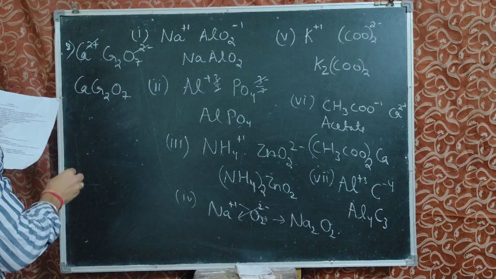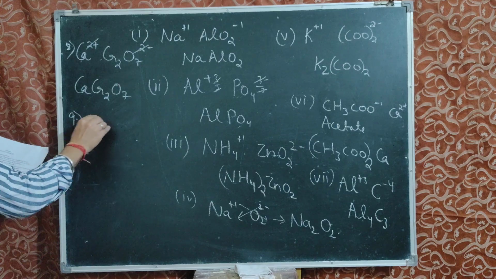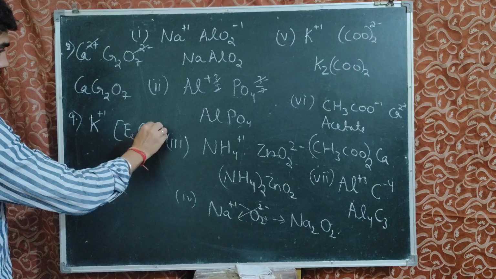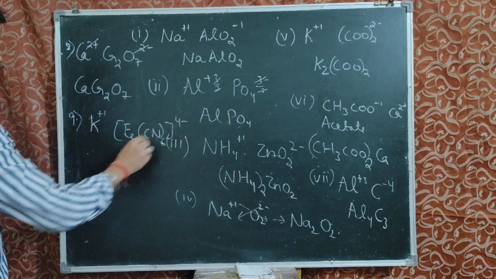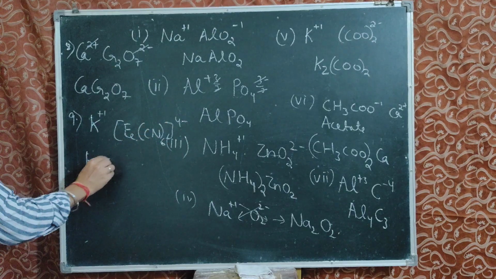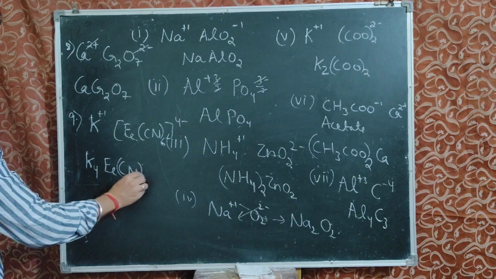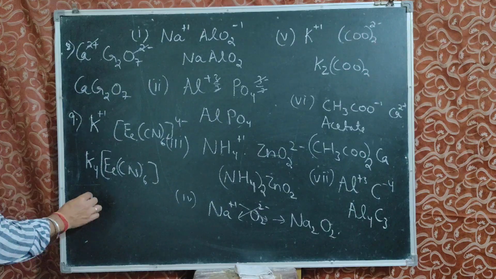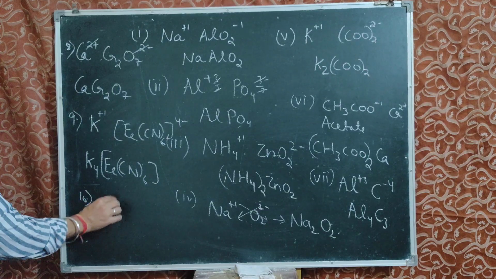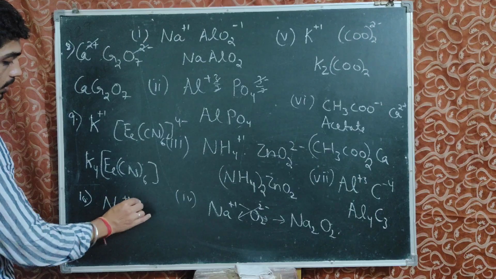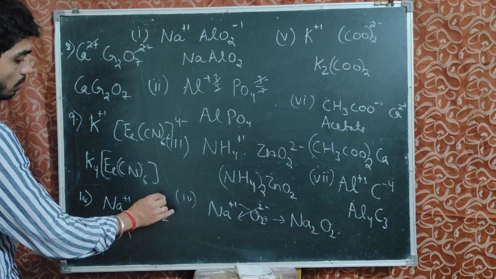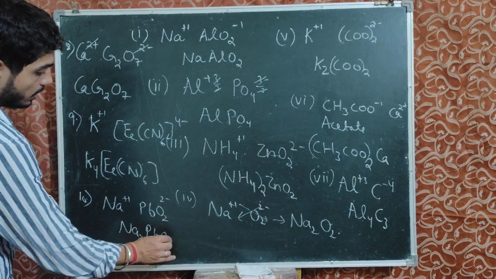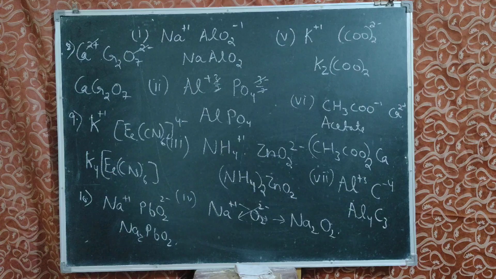CaCr2O7. Ninth, potassium ferrocyanide. Potassium is K plus 1 and ferrocyanide is [Fe(CN)6] 4 minus. The valency will get crisscrossed. K4[Fe(CN)6]. Potassium ferrocyanide. Tenth, sodium plumbite. Na plus 1 and PbO2 2 minus. The result is Na2PbO2, sodium plumbite. So these are some of the radicals which you need to learn.